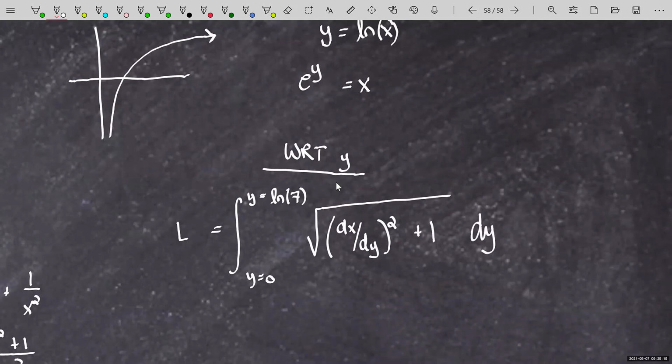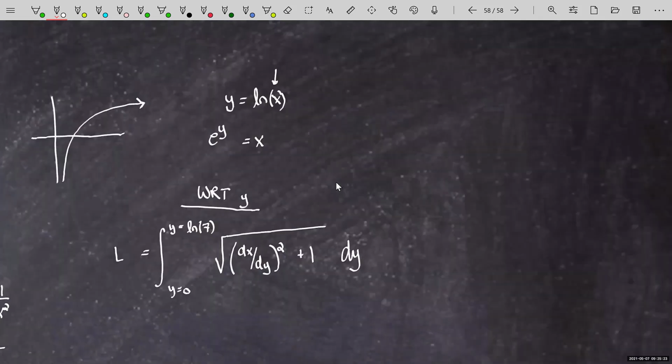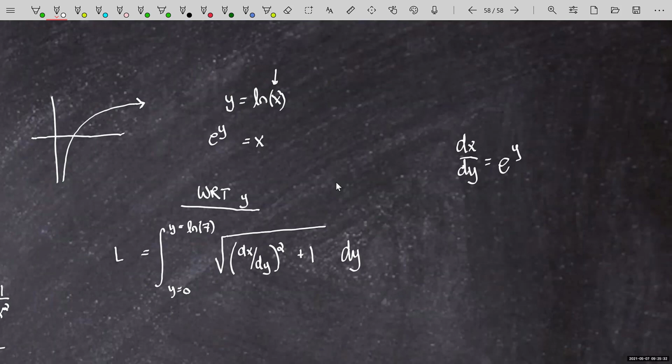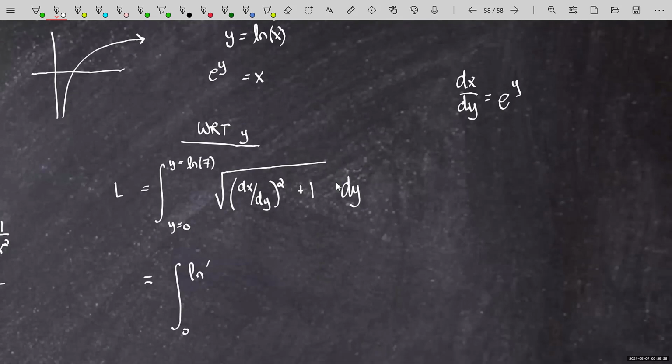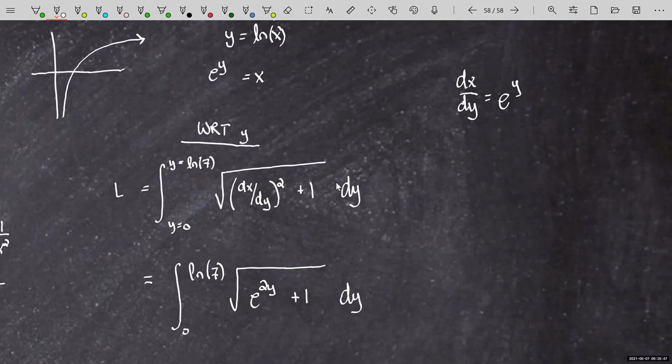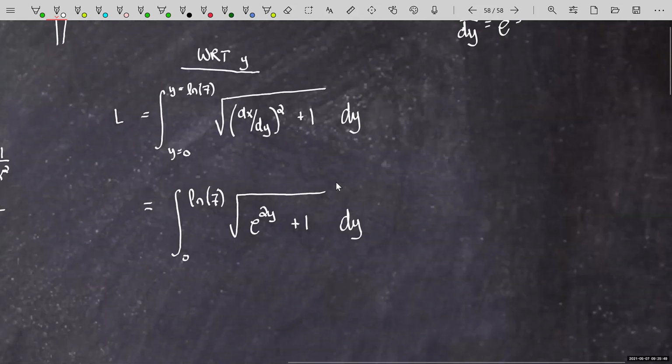Well, let's see if this gets a little bit easier. It might not actually, but it might. So let's see. dx/dy is e to the y. So (dx/dy) squared is e to the 2y. And so therefore, we are actually looking at the integral from 0 to the natural log of 7 of the square root of e to the 2y plus 1 dy. That is not the best.